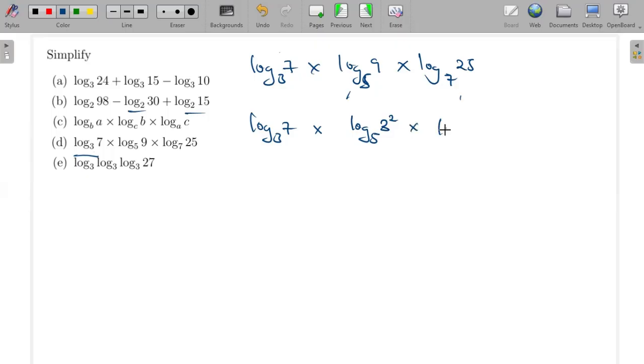And then I can also write this as log base 7 of 5 to the power 2, such that I have log 3 of 7 multiplied by, the 2 drops, 2 log base 5 of 3, multiplied by, the 2 drops, 2 log base 7 of 5.